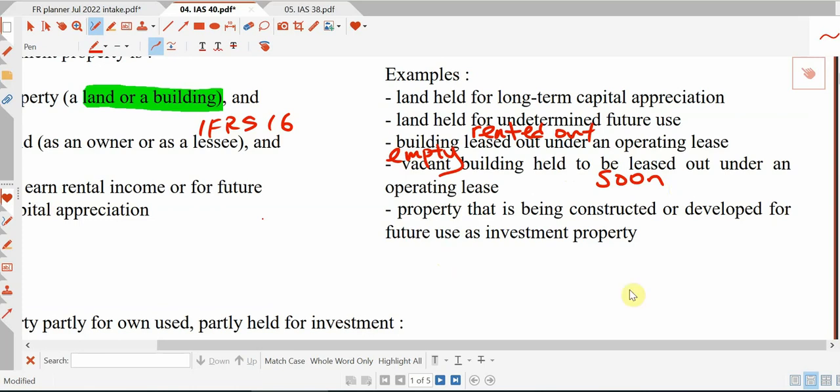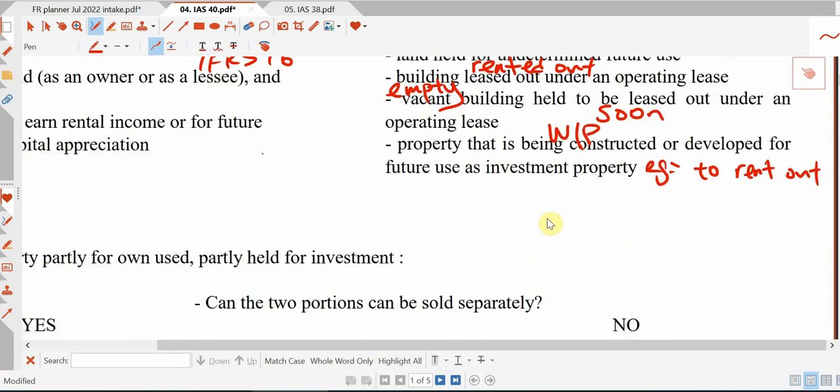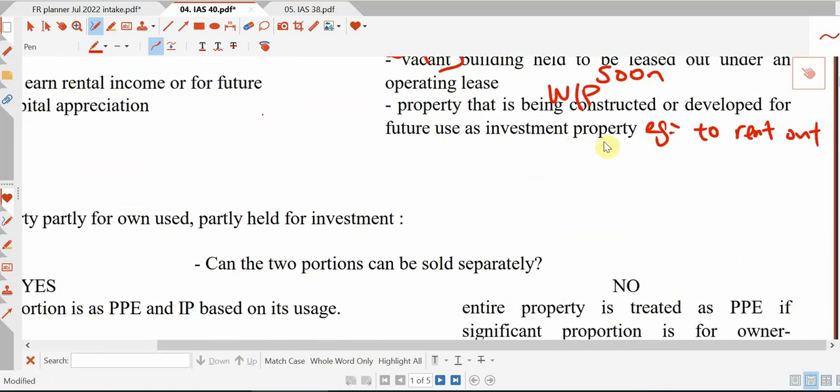And last one, property that is being constructed, which is a work in progress, or developed. So you are a company, you have the knowledge, you have the resources to construct a building by yourself for future use as investment property. That means constructing a building, for example, to rent out. So we can build houses and rent out. We can build houses to sell as well, alright? We can build houses to rent out, we can build houses to sell.